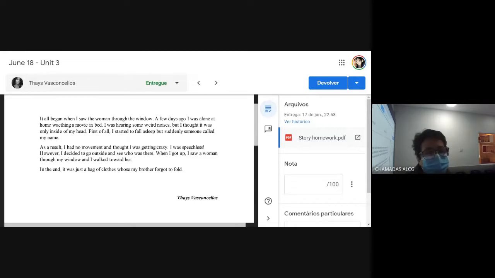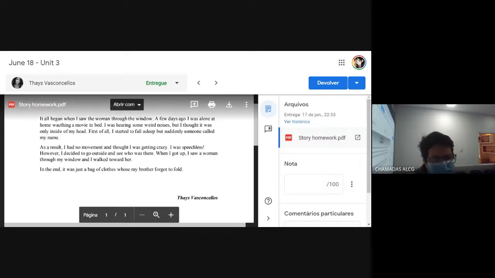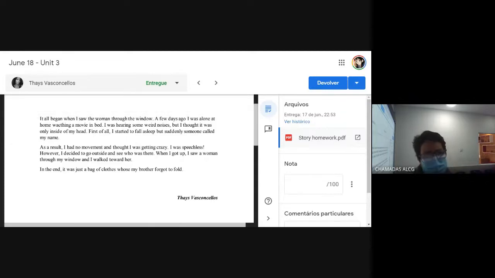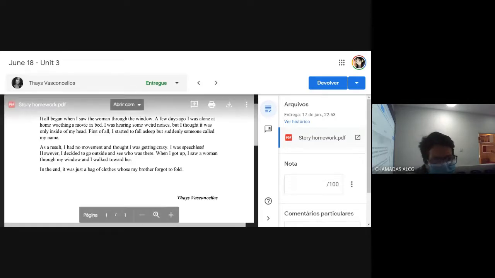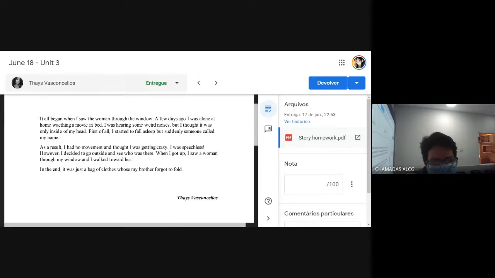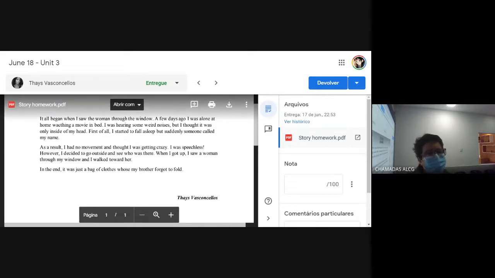Okay, so these are verbs of the senses. And here, the best thing would be, "I heard some weird noises, but that's okay. But I thought it was only inside my head. First of all, I started to fall asleep, but suddenly..." Here, before but, you should put a comma. "Suddenly someone called my name." Oh, that's scary. Oh my God. "As a result, I had no movement and thought I was going crazy. I was speechless." Very nice. You showed exactly how you felt.